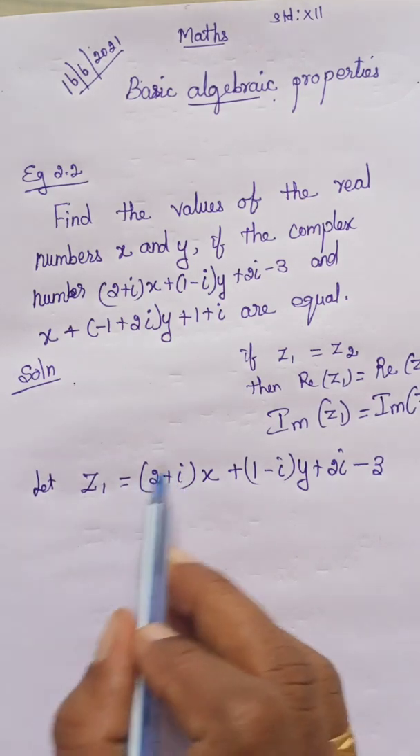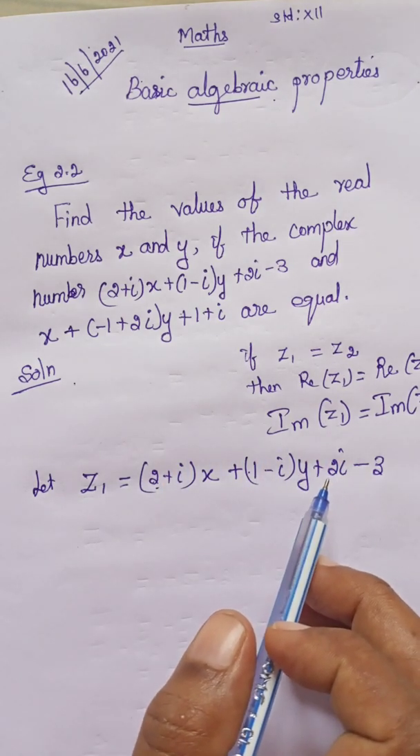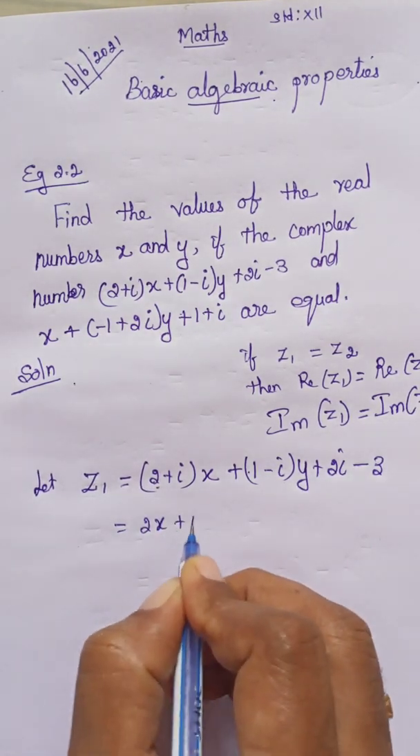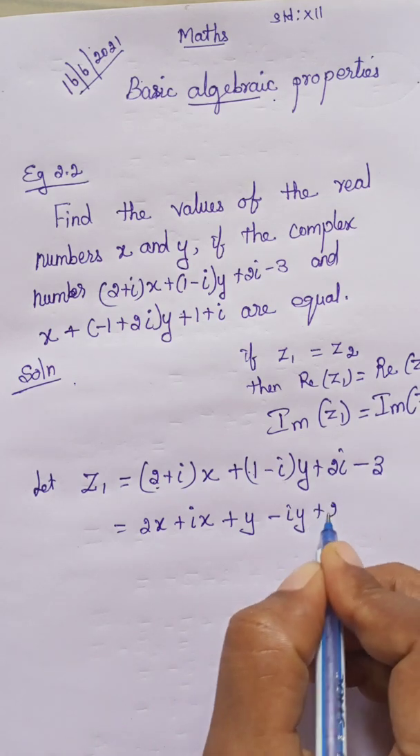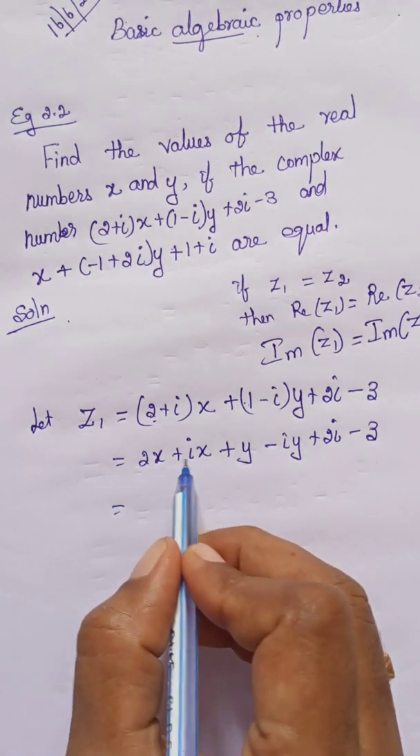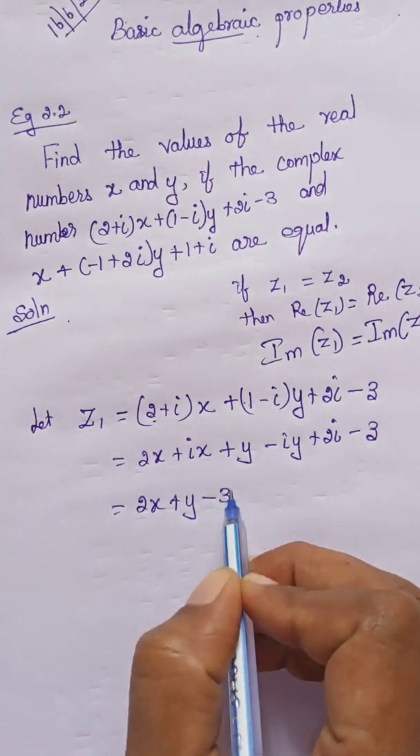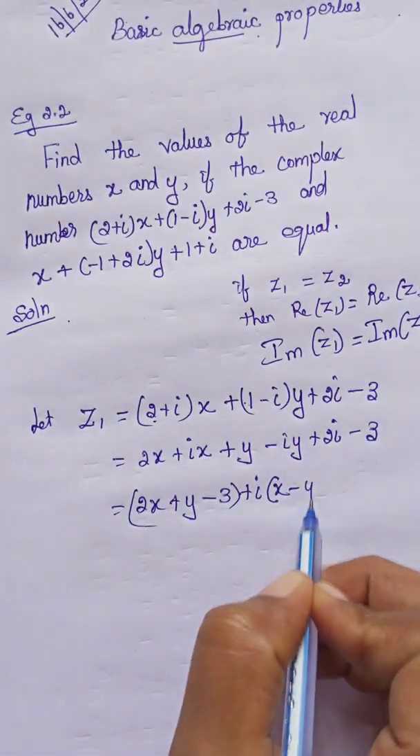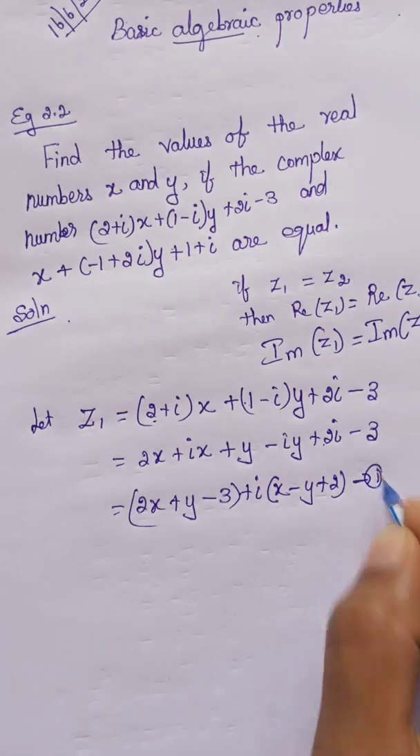Actually, the real part and imaginary part are all mixed together. So, we will first separate what is the real part and what is the imaginary part. See, multiplying: 2x + ix + y − iy + 2i − 3. So, I am going to separate the real part, that means without i. This is 2x + y − 3. Now, plus i into, take the imaginary parts, (x − y + 2). Okay, so I am giving it as equation number 1.